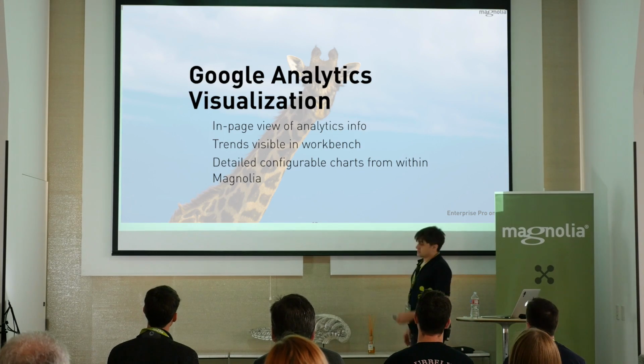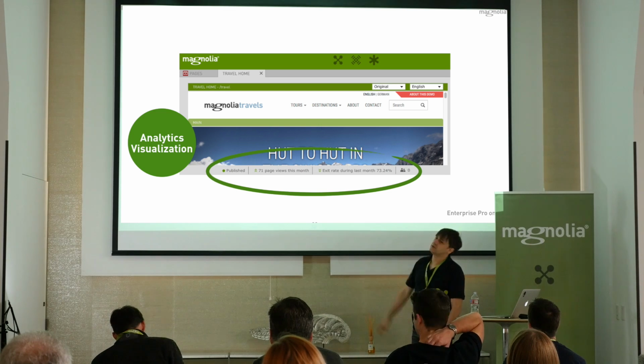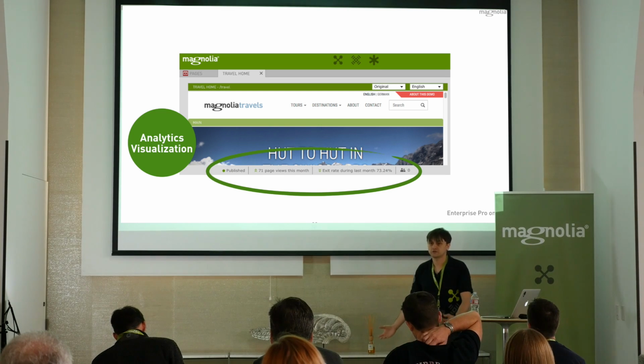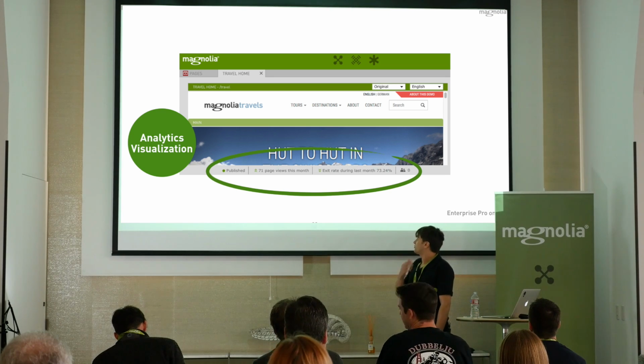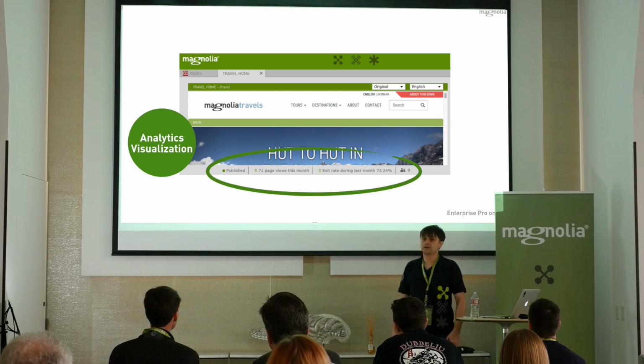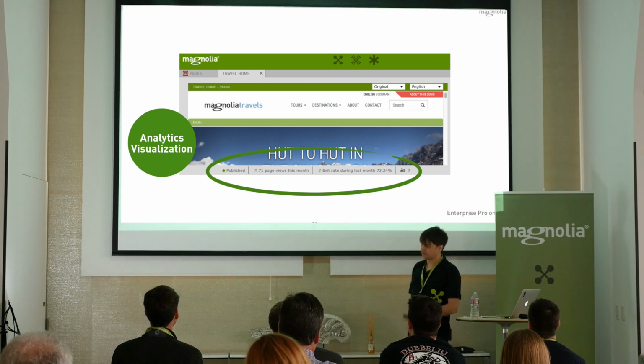Google Analytics visualization, right? You can never have enough of the analytics info. So what we did is we added in-page information about the analytics. How is that page faring? Is it going up? Is it going down? Out of the box, we provide those two: page views and the exit rate. You can configure your own information, whatever you want. It shows you the trends.